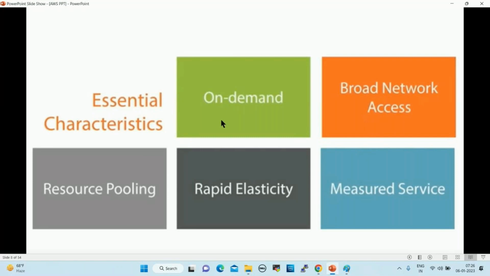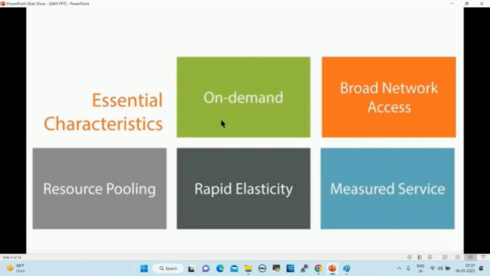For example, I am working on some project and I require 5 more servers. If you want to configure physical servers, that will take some time. But when I go with cloud servers, within 1 minute I can create 5 servers with all configurations, all drivers, all applications, everything. Which is nothing but on demand.